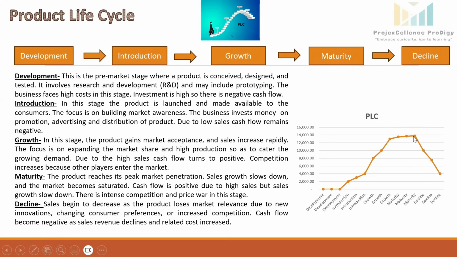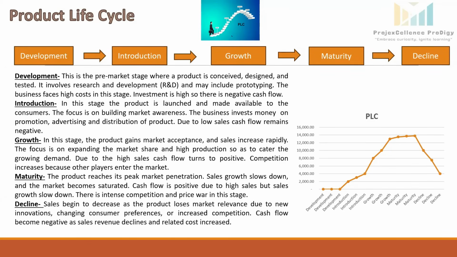Next is decline, so from here up to this point. Here the curve is steeply or gradually declining as sales decrease, and at the end the product is out of the market. So this is the simple representation of PLC.